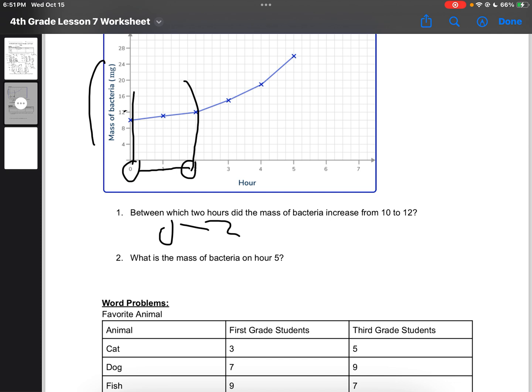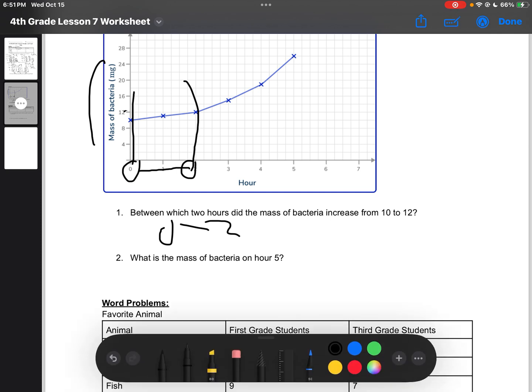Alright, number 2. What is the mass of bacteria on hour 5? Just go to hour 5 and go straight up, and we'll get 26 mg.